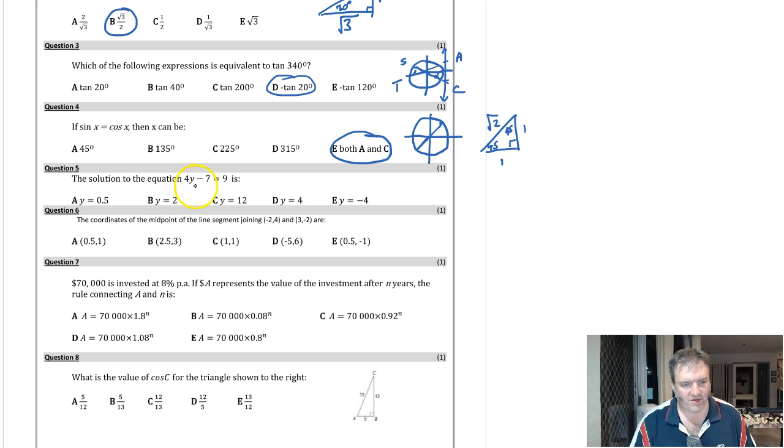The solution to the equation 4y take away 7 equals 9. Well, this is pretty easy, isn't it? That's going to be equivalent to 4y, adding 7 to each side is going to give me 16, so y is going to equal 4.